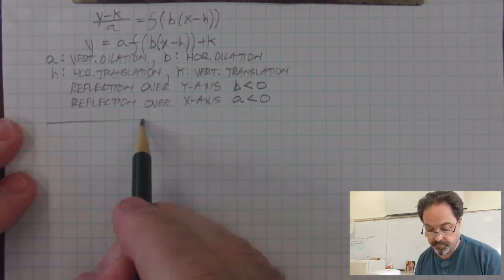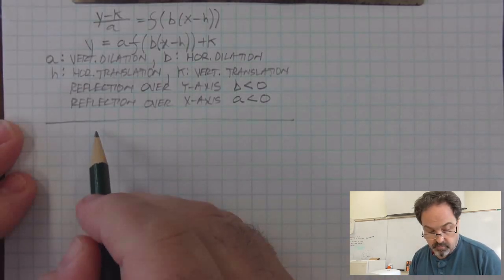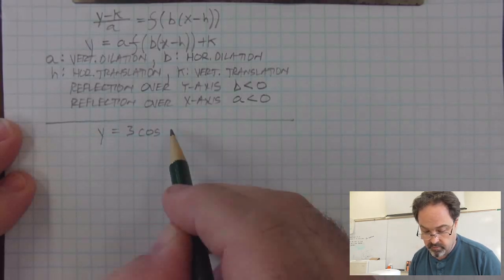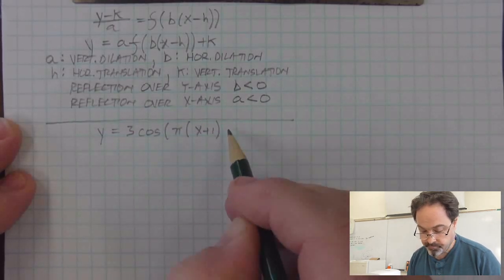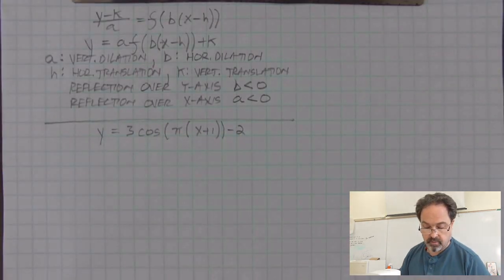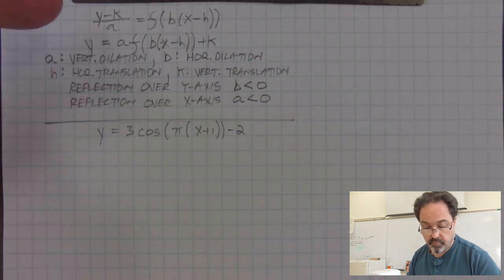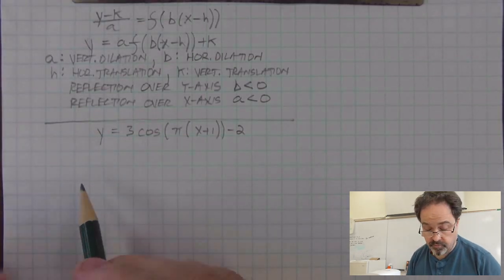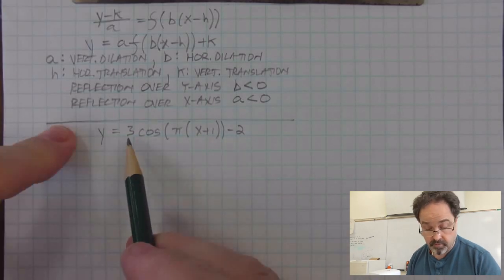Let's give an example. We could start with the equation y is equal to 3 times the cosine of pi times (x plus 1) minus 2. This is solved for y, the vertical variable. I'm going to change it into the transformation equation before I describe the transformations. I'm going to do that by adding 2 to both sides and then dividing by 3.